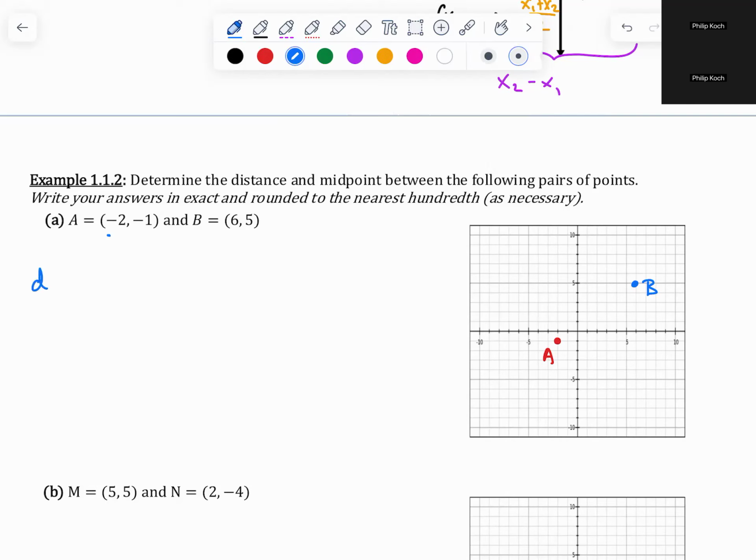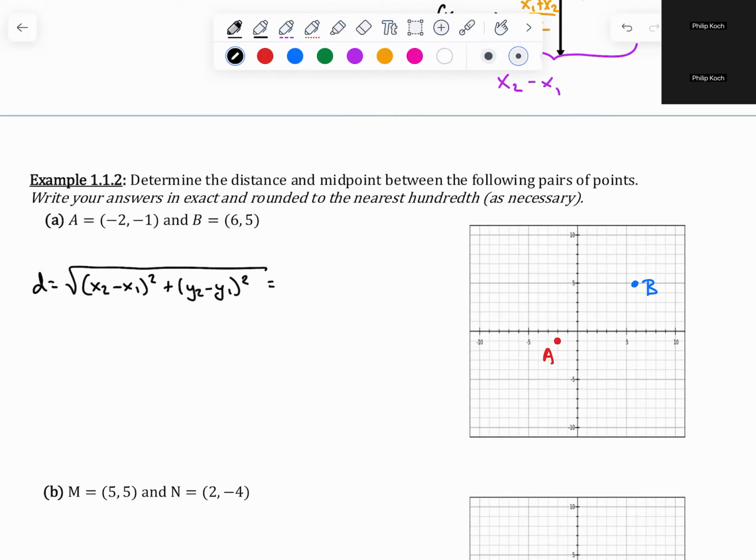So leave a little bit of space underneath a and b, the points there. But d is equal to the square root of x sub 2 minus x sub 1 quantity squared plus y sub 2 minus y sub 1 quantity squared. So the formula is as written.